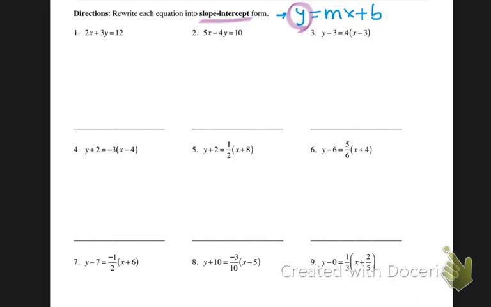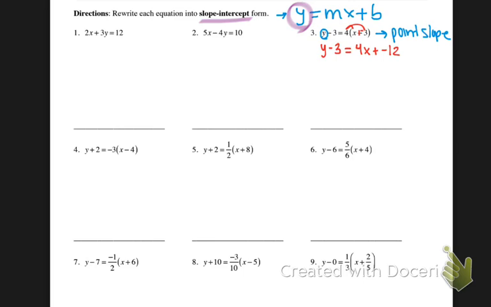Starting with example 3, this is in point slope form. The big giveaway is the parentheses. So in order to get this y by itself, the very first thing we're going to have to do is distribute. I also notice a subtraction sign, so I'm going to add a line, change the sign. So what we have is y minus 3 on the one side, and then we're going to distribute on the other side. So we have 4x plus negative 12.